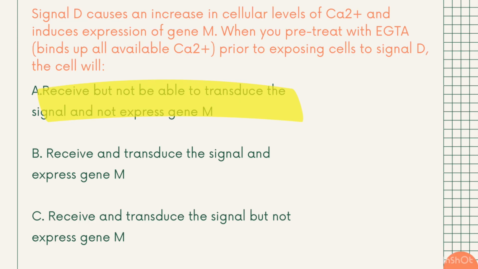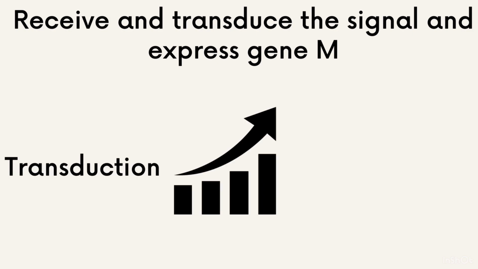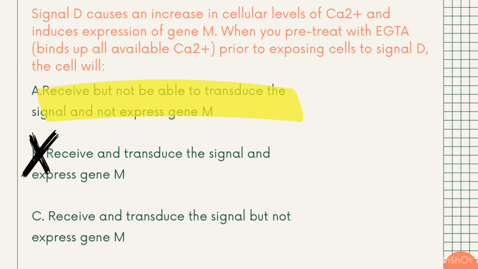Now let's look at B. Receive and transduce the signal and express gene M. Why is this wrong? So as I said before, the transduction of the signal requires an increase in cellular Ca2+ ion levels, which will not occur if the cells have been pre-treated with EGTA. As a result, even if the signal is received, the cell will not be able to transduce it into a biological response, and gene M will not be expressed. So that's why B is wrong.